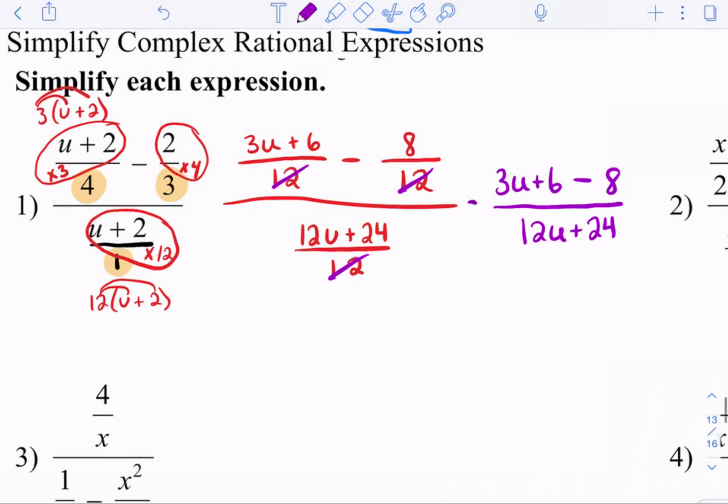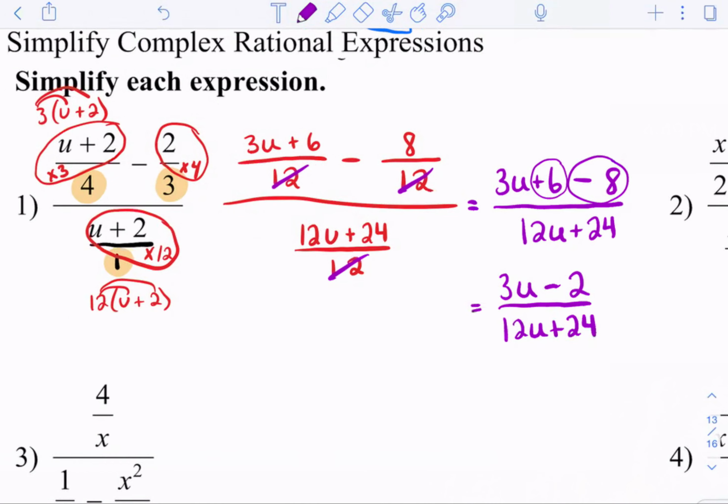So now in the numerator, let's combine like terms. We can combine here the plus 6 and the minus 8. So 6 minus 8 is a negative 2. So I'm left with 3u minus 2 over 12u plus 24.